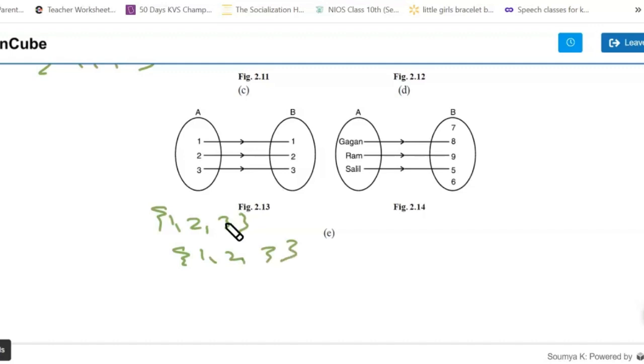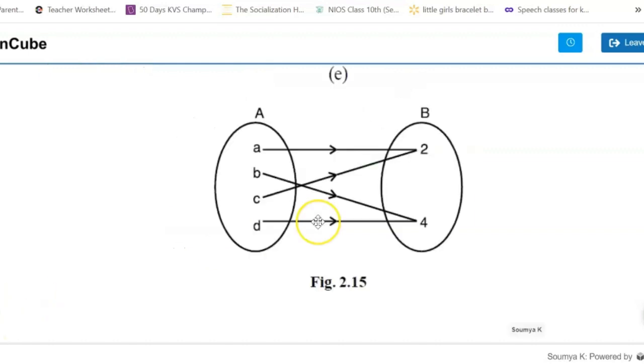For this D question, you will have Gagan, Ram and Sahil set as the domain and 8, 9 and 5 would be the range. Exclude these two because they don't have a pair. In this question, A, B, C, D set would be the domain and 2, 4 would be the range. So by this, check your progress 2.2 is done from the relations and functions chapter. Hope you understood how to find the domain and range and how to identify a function.